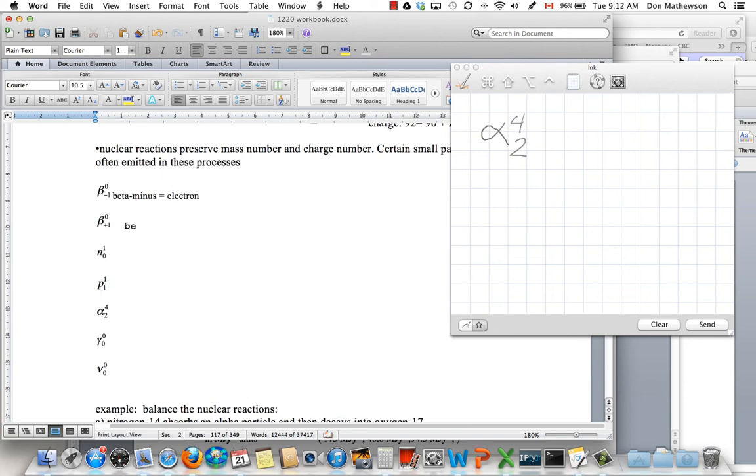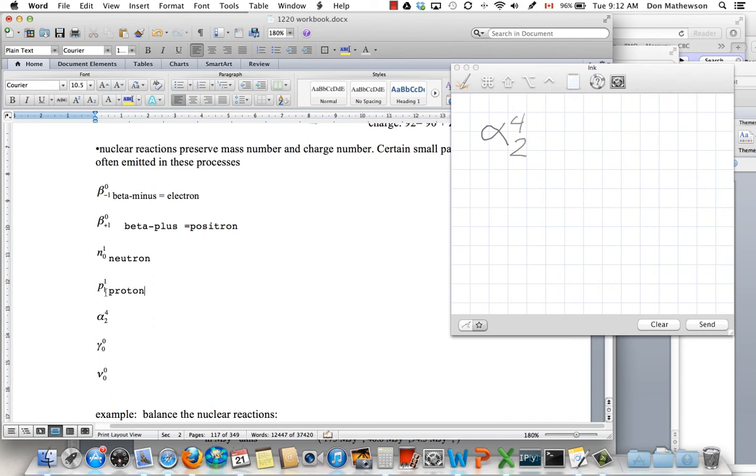This next particle here is a beta plus, sometimes called a positron. It has a mass of 0 and a charge of +1. This next particle here is just a neutron. They're often emitted in nuclear reactions. This is a proton, mass of 1, charge of 1. The neutron has a mass of 1 and a charge of 0.